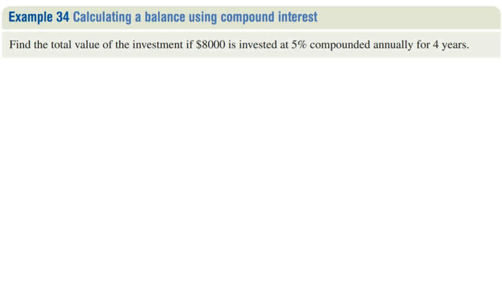Okay, I'll whip through some examples. So this first one: find the total value of the investment if $8,000 is invested at 5% compounded annually for 4 years. The first thing I'm going to do is write out the formula. A equals P times brackets 1 plus a fraction R over 100 times N, close brackets, to the power of N times T.